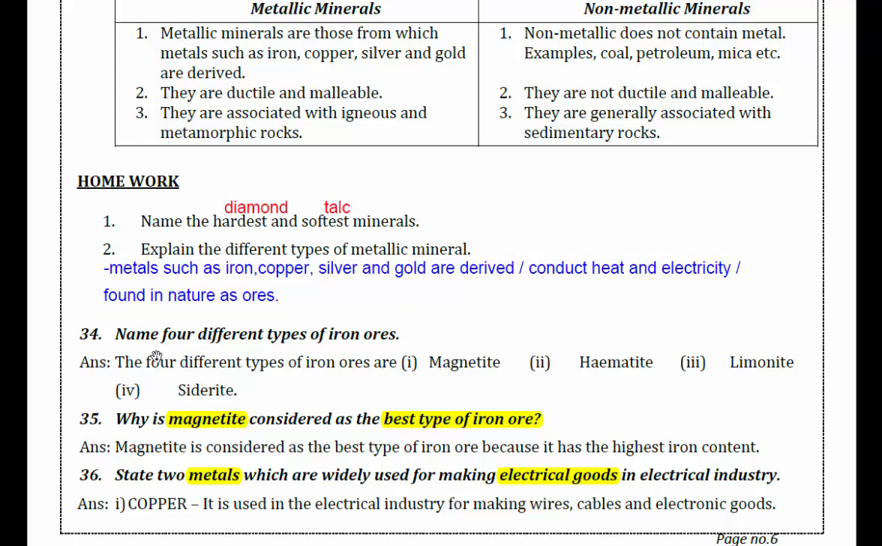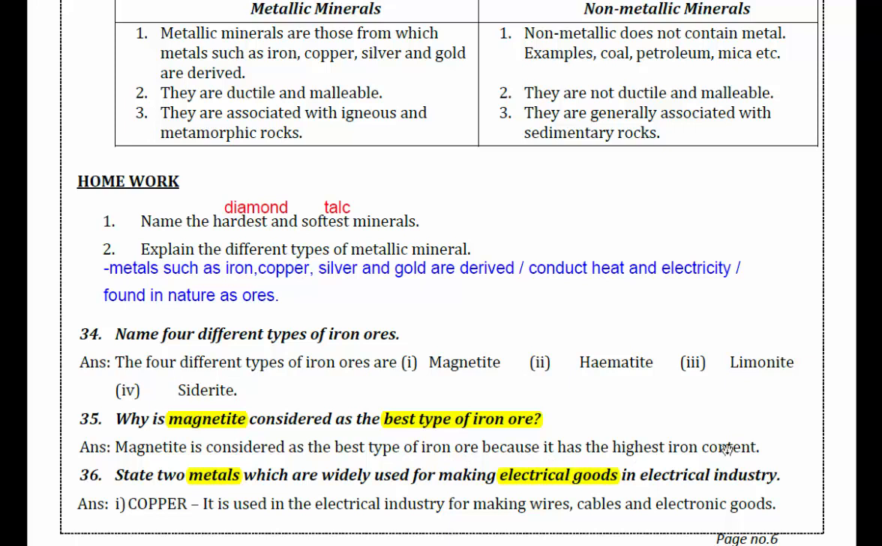Name 4 different types of iron ores. Magnetite, hematite, limonite, siderite. Okay, 4 different types of iron ores. Why is magnetite considered the best type of iron? Magnetite is considered the best type of iron because it has the highest iron content.